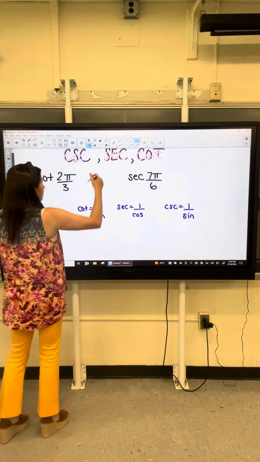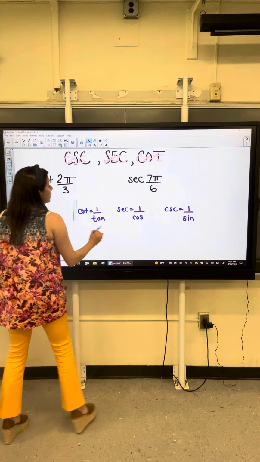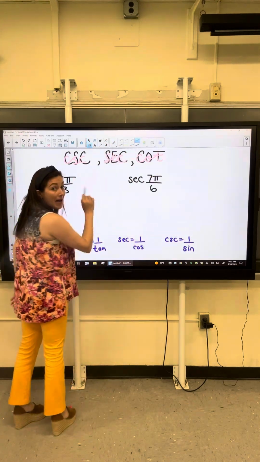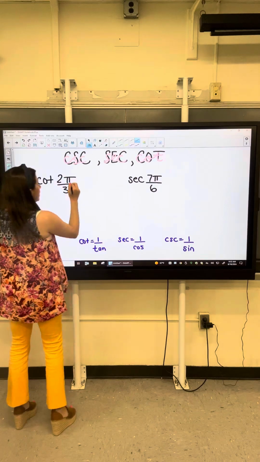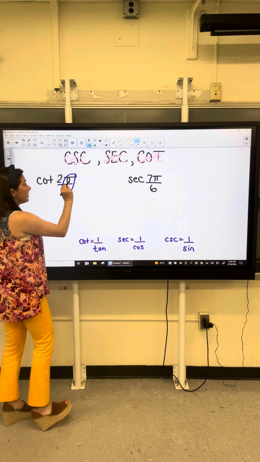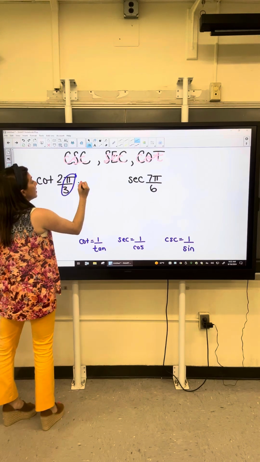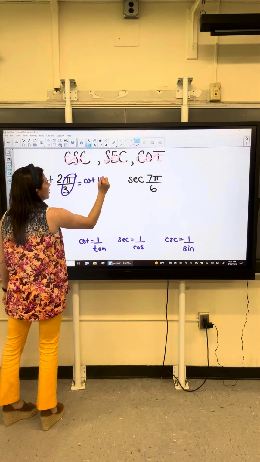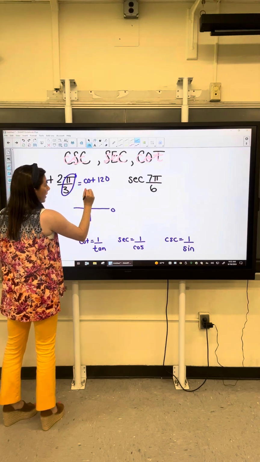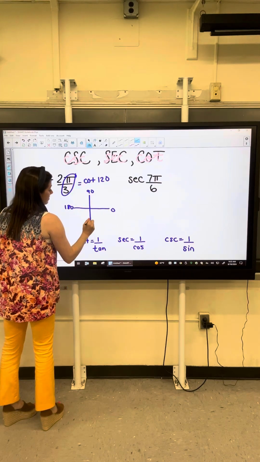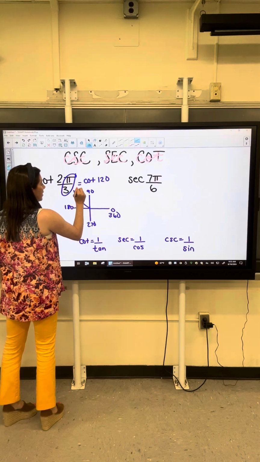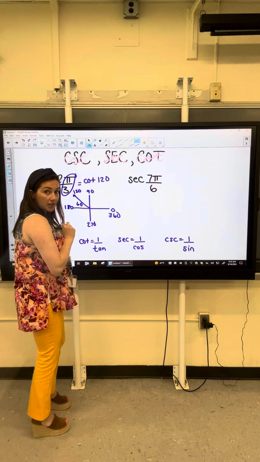All right, so watch how I do this. I do this in another video in detail on how to do the reference angles. I am going to just do it a little quickly here. So remember my trick. 180 divided by 3, because pi is 180, is 60, times 2 is 120. So we need to find the cotangent of 120. Draw yourself a quick little diagram, label, okay? And then you're going to find 120, which is right here, and it gives us a reference angle of 60.